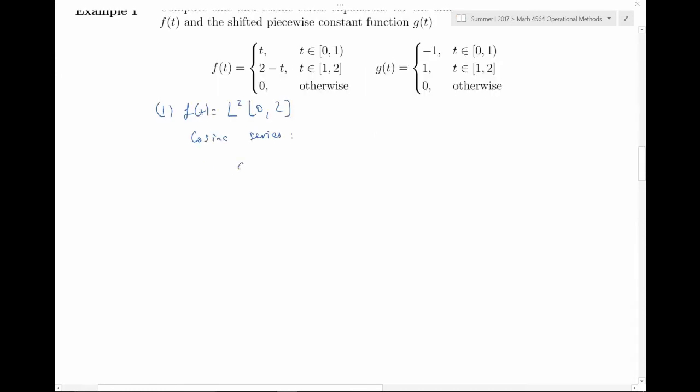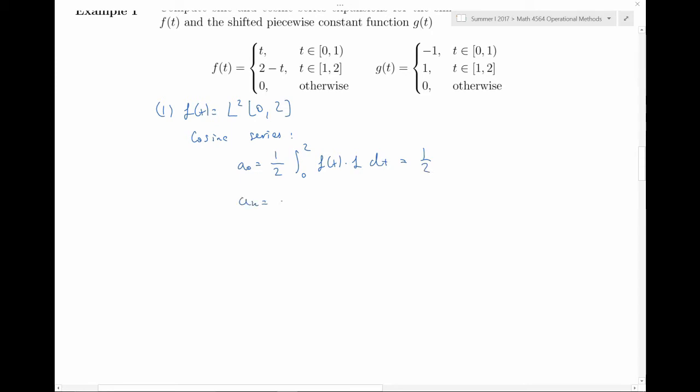then we need to compute the a naught, which is going to be 1 over L, so 1 over 2, the integral from 0 to 2 of the function f of t times 1 dt. Well, this is just the integral of f of t, and the integral is 1 because the area under the graph is exactly 1, so this coefficient is just 1/2.